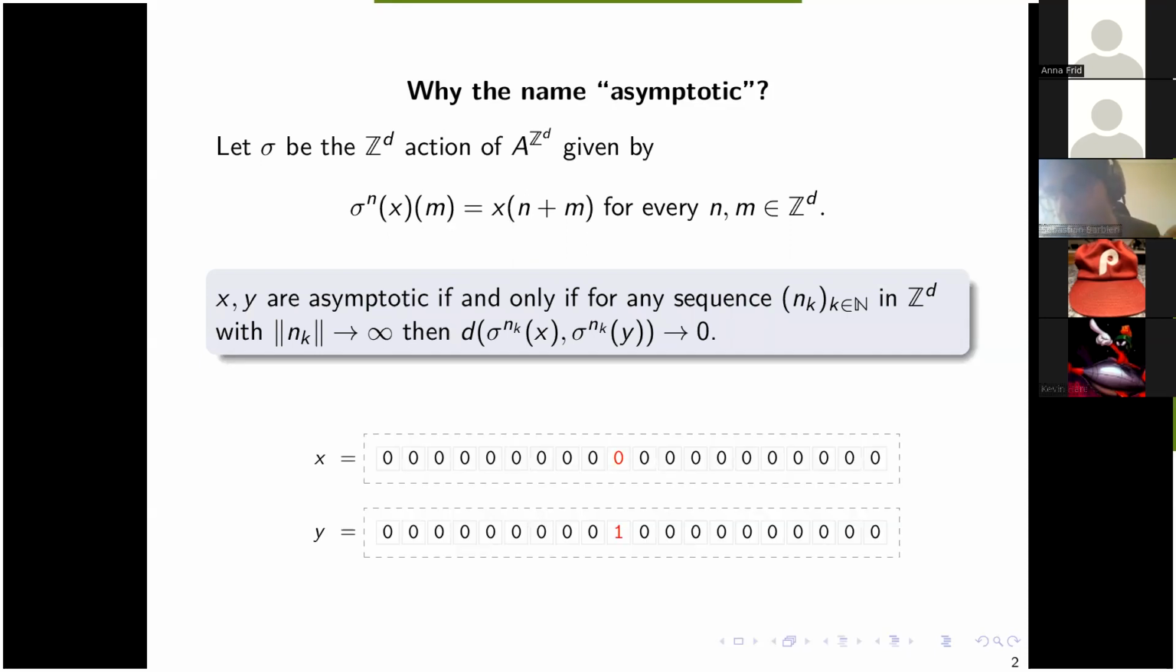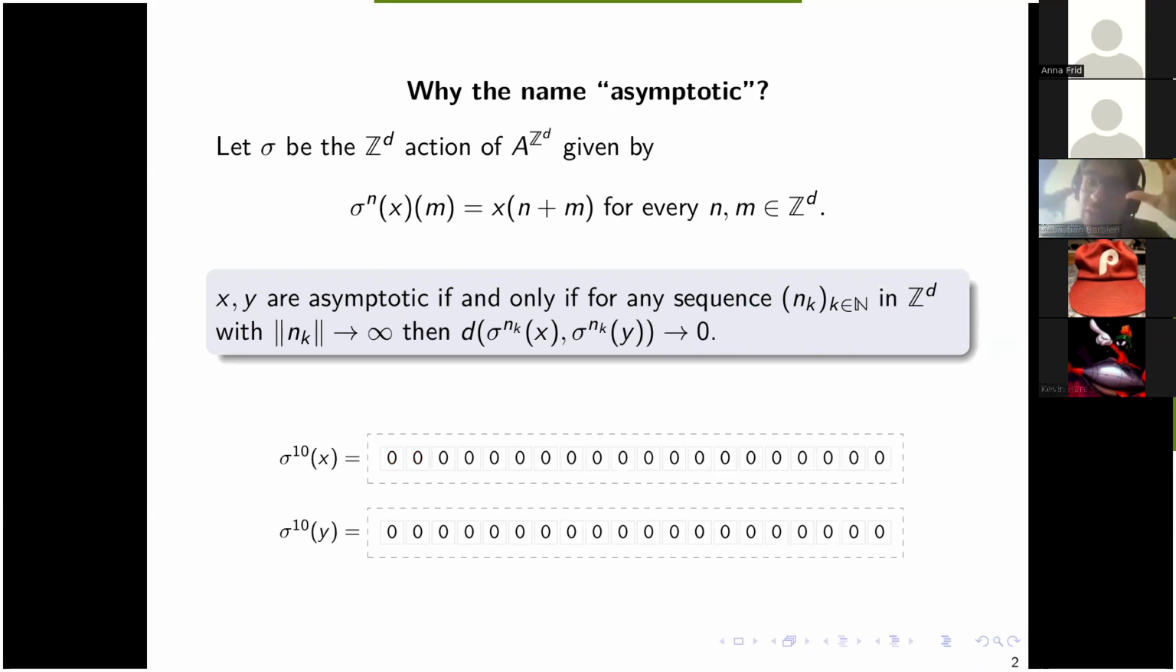All right, so just a simple example. Two configurations are going to be very close if they coincide on big intervals. So for instance, if I have these two asymptotic configurations X and Y, X is just all zeros on Z, Y is all zeros except for one position where I see a 1, and I start translating. I take sigma, the symbols move to the left, sigma squared, sigma to the 3, 4, 5, 6, 7, 8, 9, and so on. Eventually, if I fix any finite interval, they're going to be the same. So that's where the name asymptotic comes from.